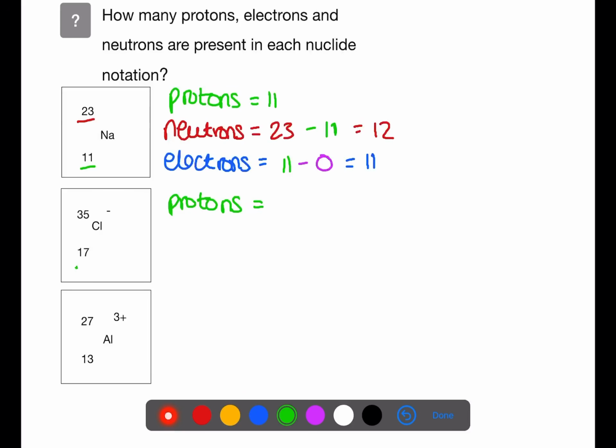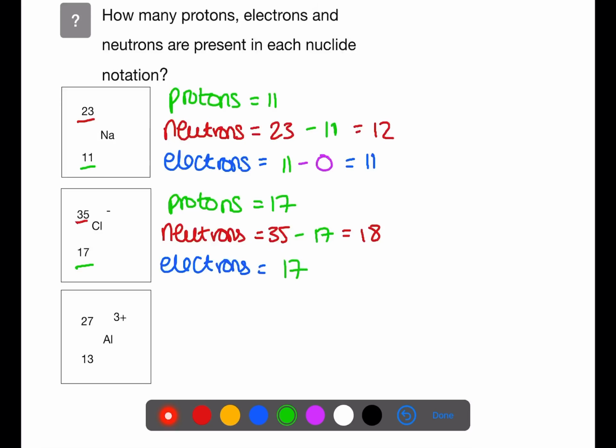In the second example, we have a chloride ion. The number of protons is equal to the atomic number, which is 17. The number of neutrons is equal to the mass number, 35, minus the atomic number 17, to give 18 neutrons. The number of electrons is equal to the atomic number 17, minus the charge, which is minus 1. Because this is a negative ion, we have gained an electron, which means that we have more electrons than we do protons. So we have 18.